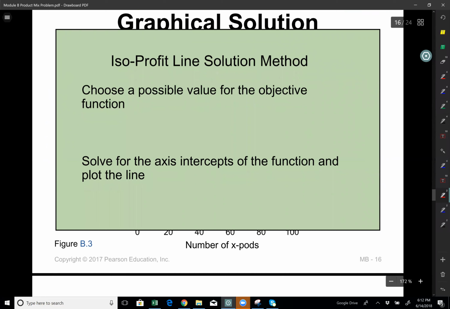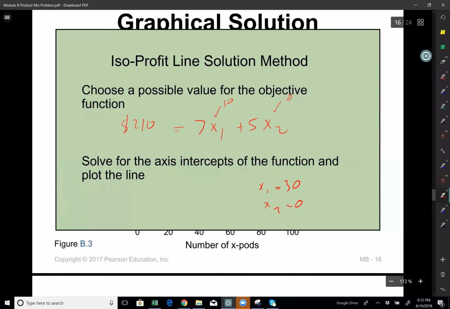So the ISO profit line is nothing more than your profit function, which is 7x1 plus 5x2, because the profit margin for x2 is $5, and for x1, which is XPods, is $7 per unit. So I could put different values here, and that would give me my profit. For example, if I put x1 equals 30 and x2 equals 0, then that would give me $210, right?